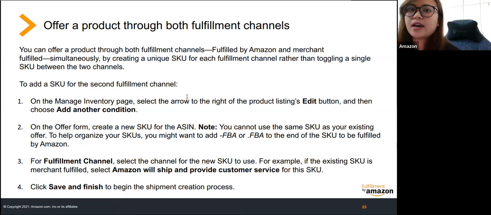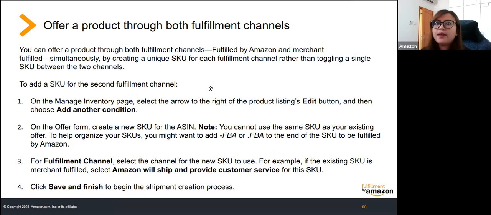Next, offering a product through both fulfillment channels. This is possible. This is also a question we always get: can I do FBA and also FBM at the same time? Yes, you can do that. And this is a common thing that we actually get as well. You can actually offer one SKU through both FBA and FBM. So these are the steps on how you can do so.